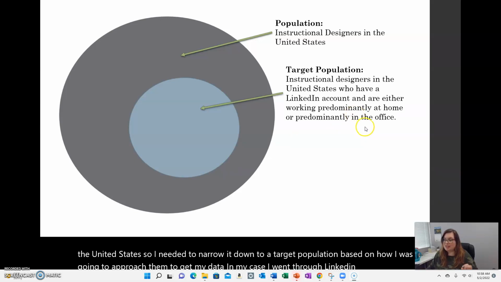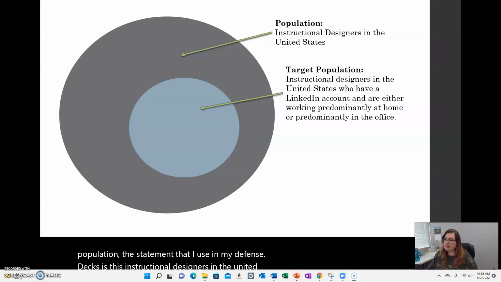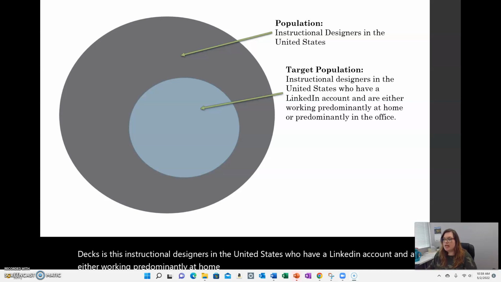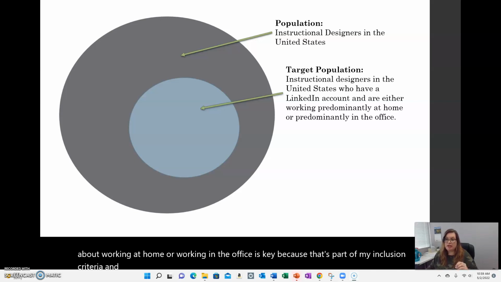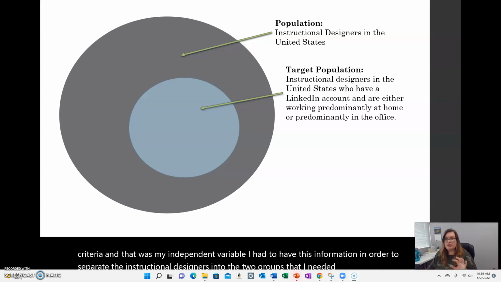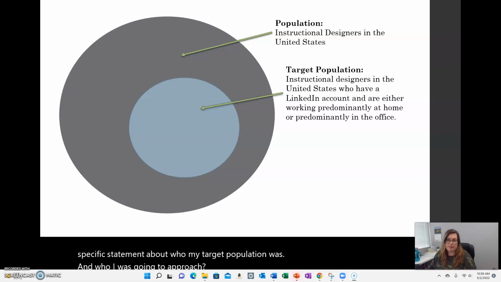So my target population, the statement that I use in my defense decks, is this: instructional designers in the United States who have a LinkedIn account and are either working predominantly at home or predominantly in the office. That last part about working at home or in the office is key because that's part of my inclusion criteria and that was my independent variable. I had to have this information in order to separate the instructional designers into the two groups that I needed. So this was my very specific statement about who my target population was and who I was going to approach to request data.